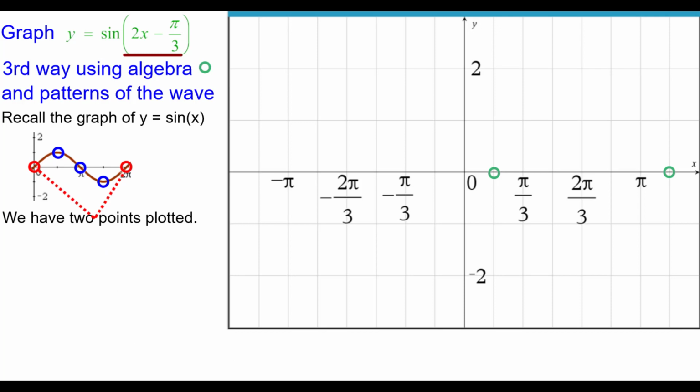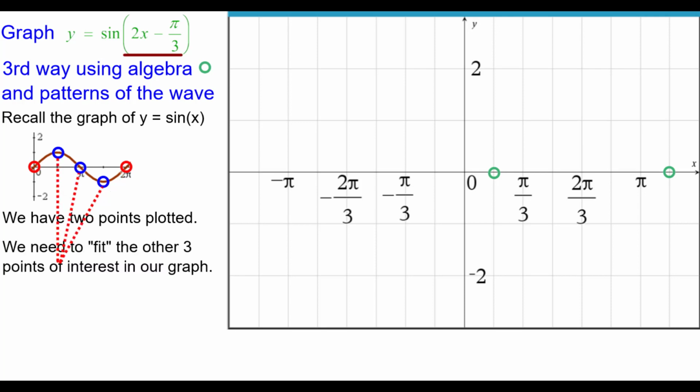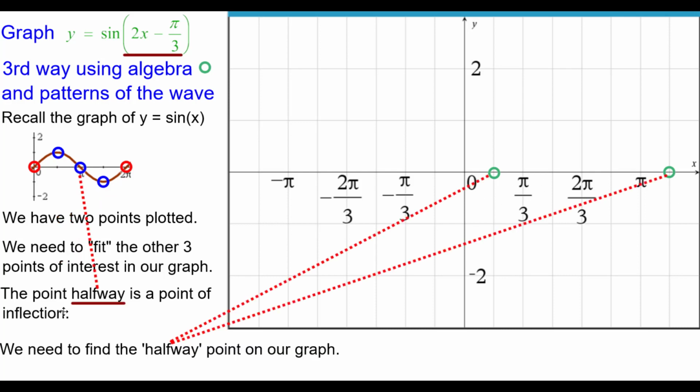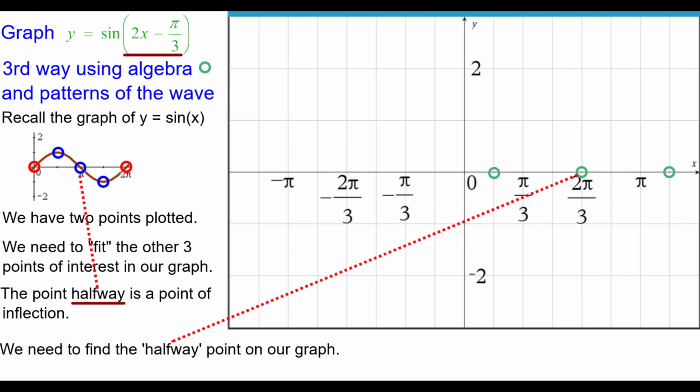We have 2 points plotted. We need to fit the other 3 points of interest in our graph in between these two. So the point halfway between these two is another point of inflection. So I got to go halfway between these two. And we can see that that's going to happen at 2 pi over 3, comma 0, point of inflection.